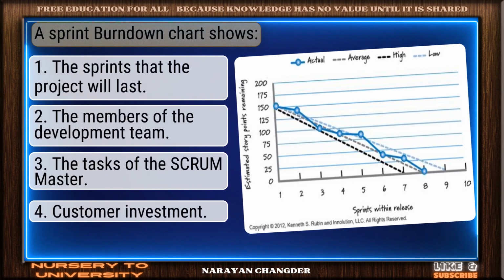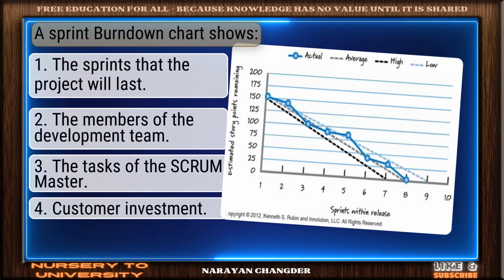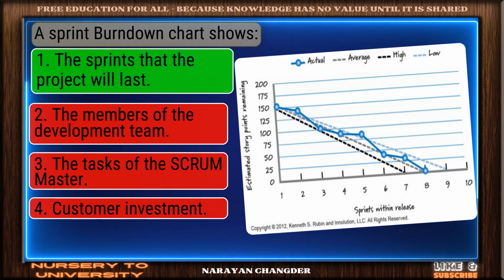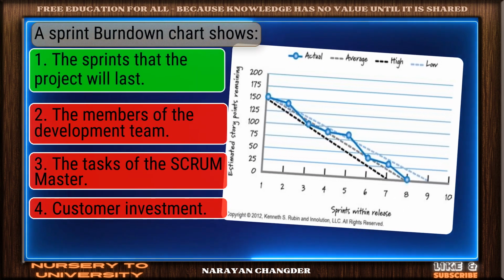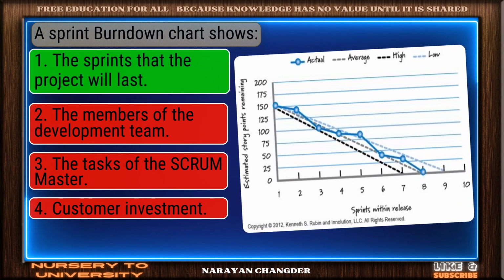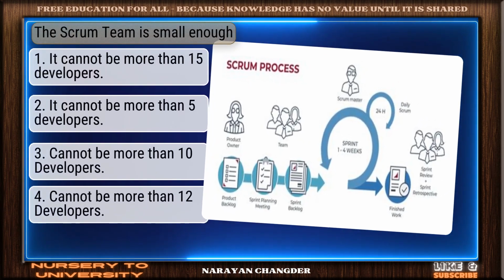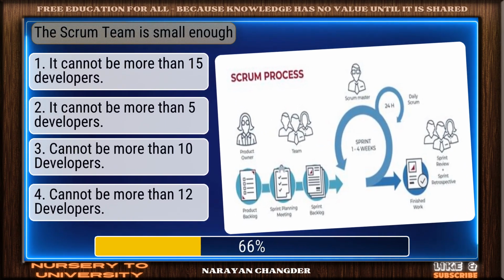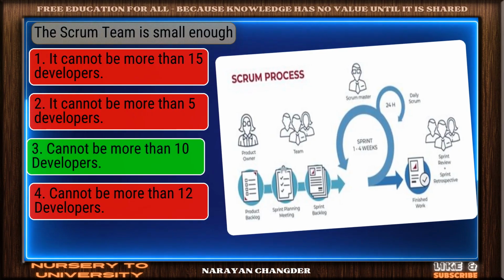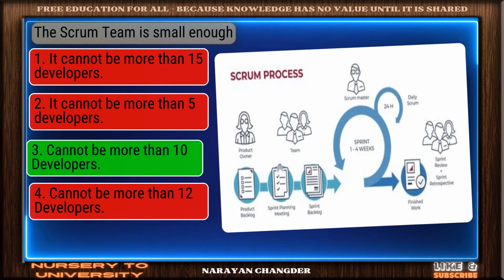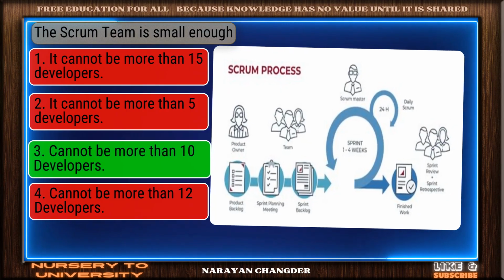Question number 21. A sprint burn-down chart shows? Perfect. The sprints that the project will last is the correct choice. Question number 22. The Scrum team is small enough. Clear logic. Your choice, cannot be more than 10 developers, is sound and 100% true.